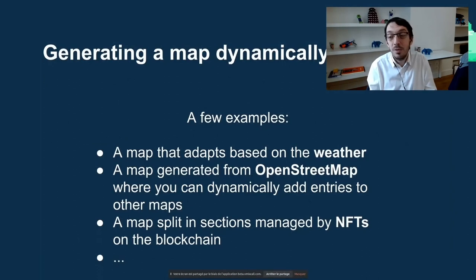But for instance, you could try to generate a map that is changing whether it's raining or the weather outside is sunny. You could generate a map from OpenStreetMap data. You could make a map that contains an art collection based on the NFTs you've got. I don't know. Really, it's up to you to find a clever hack, actually.